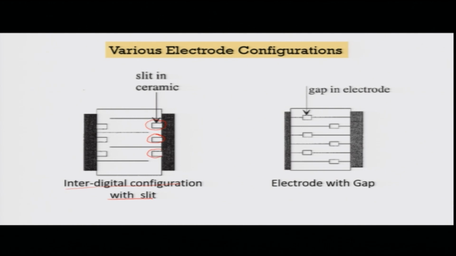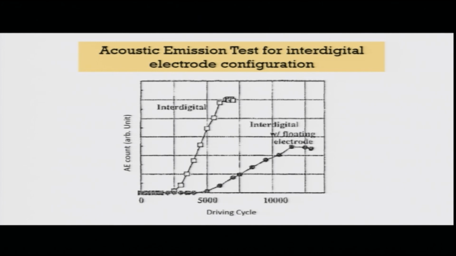You can see that there is a slit in it that essentially gives a good bonding between the system. You can also apply this slit idea in terms of gaps in the electrodes, as you can see that there are gaps in the electrodes. So, these are different ways in which you can configure the electrode, and each one of them has its own advantage in terms of how it would deform, and how much voltage you will need to drive such a system.